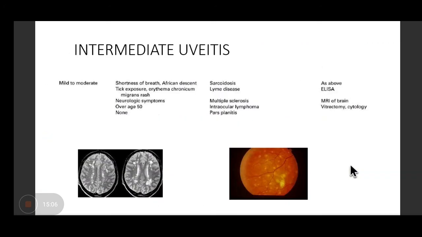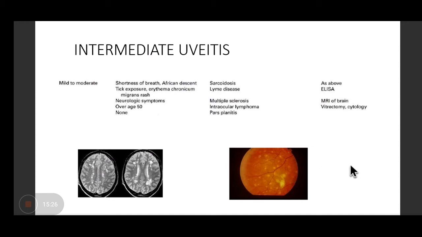Okay. Then comes the intermediate uveitis. Right now we were talking about the acute anterior uveitis. Now the intermediate uveitis may be mild to moderate. Again, sarcoid can be a cause of that. We just discussed what you will do in sarcoid: X-ray, serum ACE, serum lysozyme, gallium scan, and biopsy also you can do.